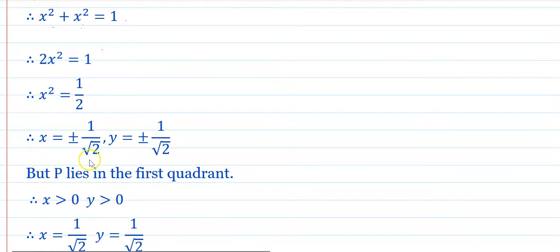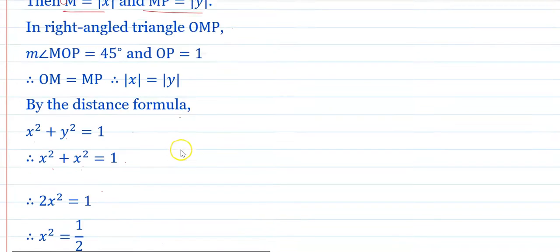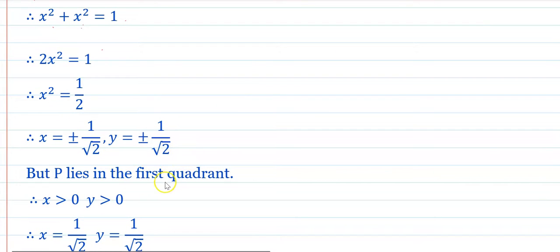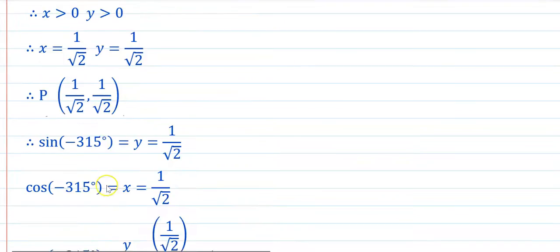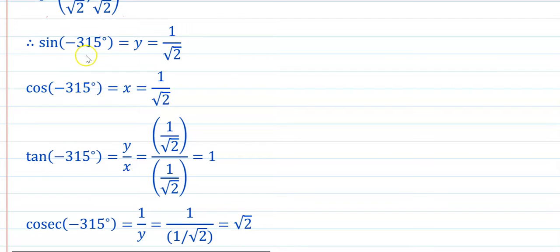x is equal to plus or minus 1 by root 2 and y is also plus or minus 1 by root 2, because x is equal to y. But point P lies in the first quadrant, so both are positive. Therefore, the coordinate of the point P is 1 upon root 2 and 1 upon root 2. Therefore, sine of minus 315 is equal to y, which is 1 by root 2. Cos of minus 315 is equal to x, 1 upon root 2.